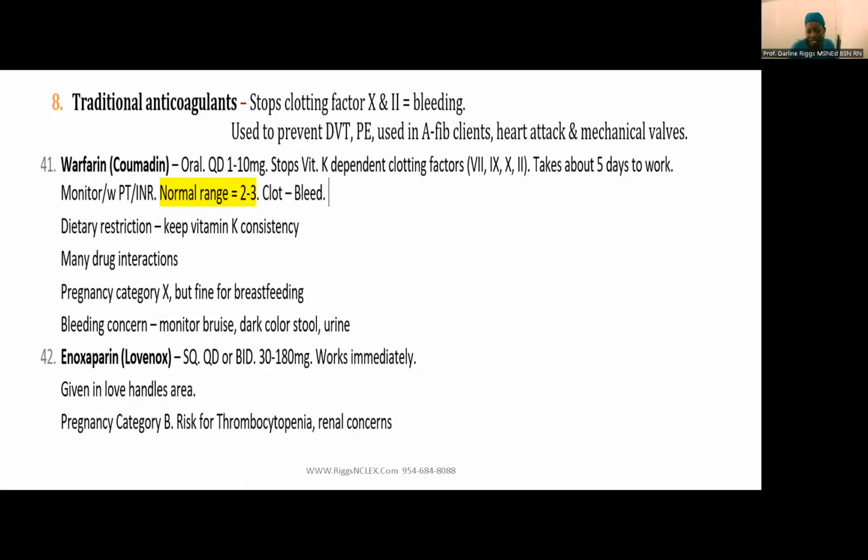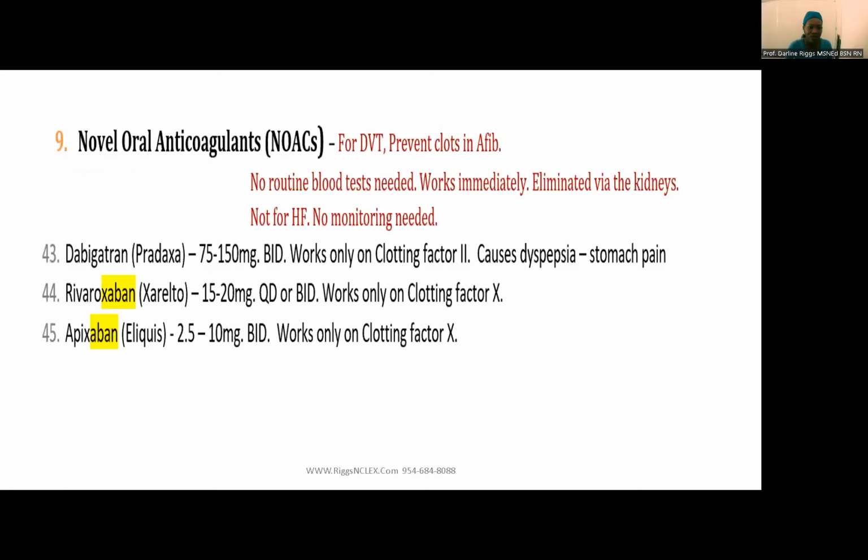So it's a class B category drug. The client would be at risk for thrombocytopenia, renal problems, but not a high percent of that. So this is recap, okay? We went over this not long ago.